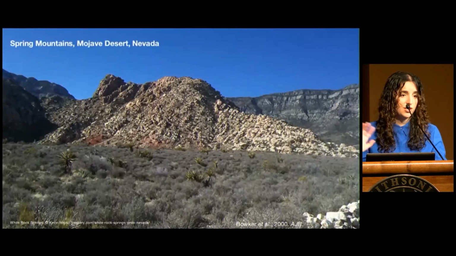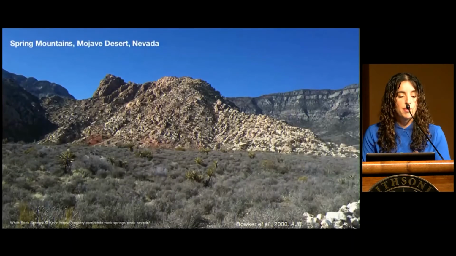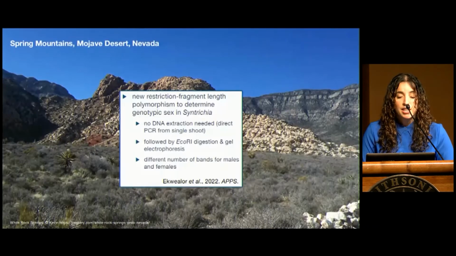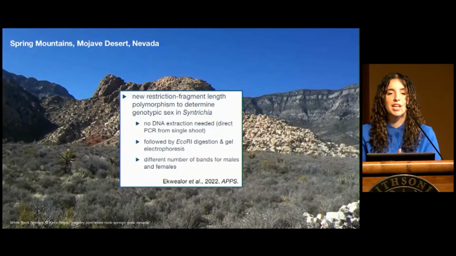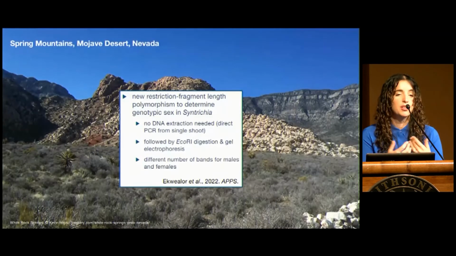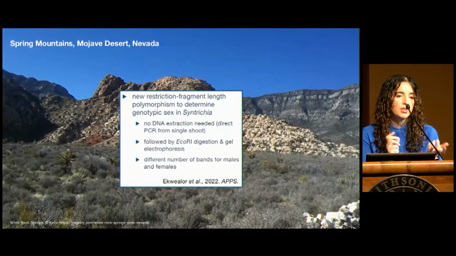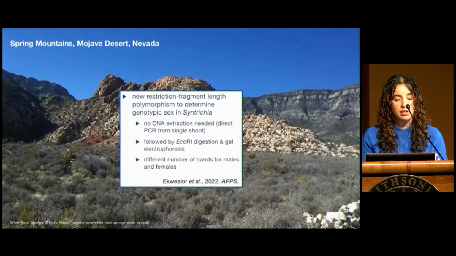To test these 2 hypotheses, which are not mutually exclusive, it could be something in between, I went to a sampled population in the Spring Mountains of the more eastern Mojave Desert in Nevada, and used this new restriction fragment length polymorphism technique, which is just a technique that utilizes amplification of a gene on the sex chromosome, that U and V I talked about, that you can use to distinguish between males and females at the genotypic level, so they don't need to be making their sex organs.